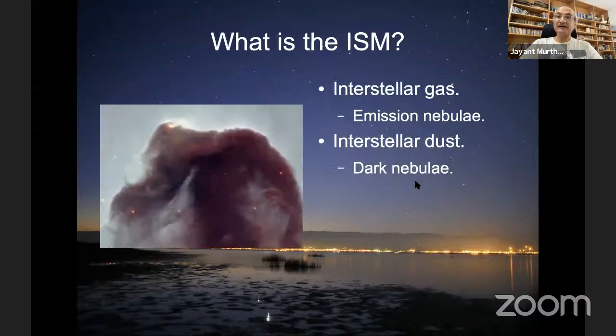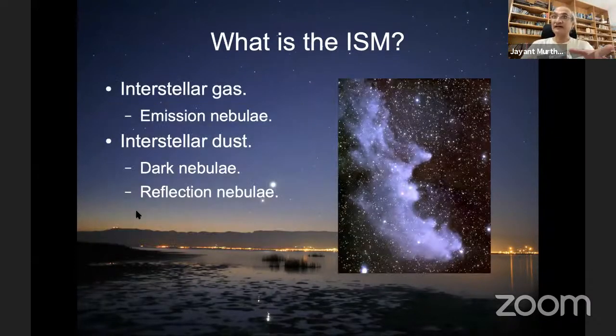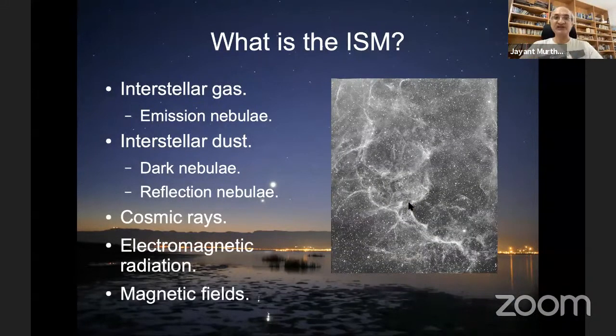You also get dark nebulae. This is the Horsehead Nebula, and you can see the stars here, these red stars. Well, these are not actually red stars. These are blue stars, but they're reddened because we see them through so much dust. So I showed you the gas. This is the dust. Here's another dust nebula, a reflection nebula, where you have a lot of interstellar dust, and the light from the stars is being scattered or reflected from the dust. So these are all different parts of the interstellar medium.